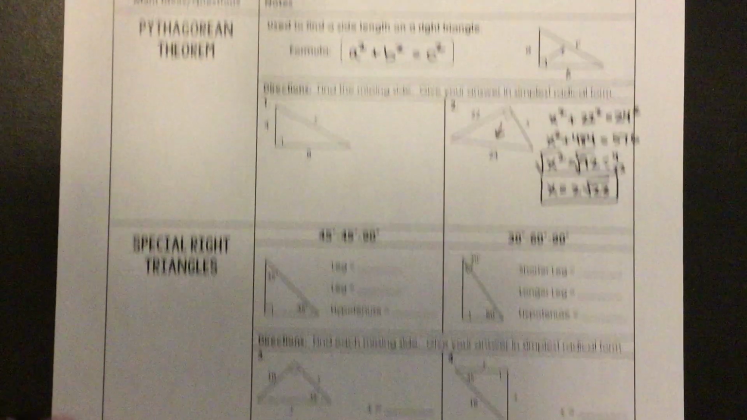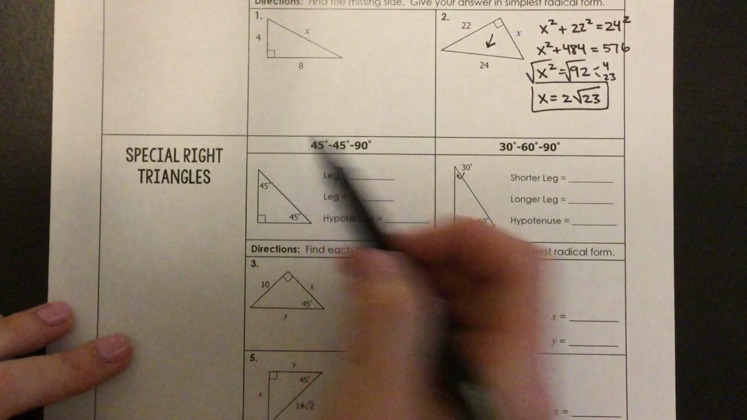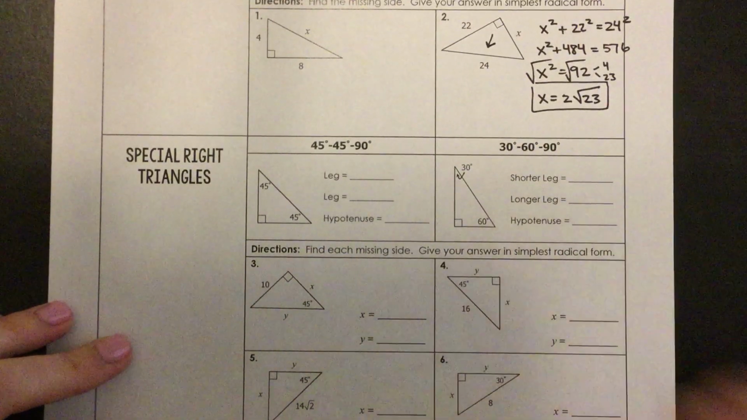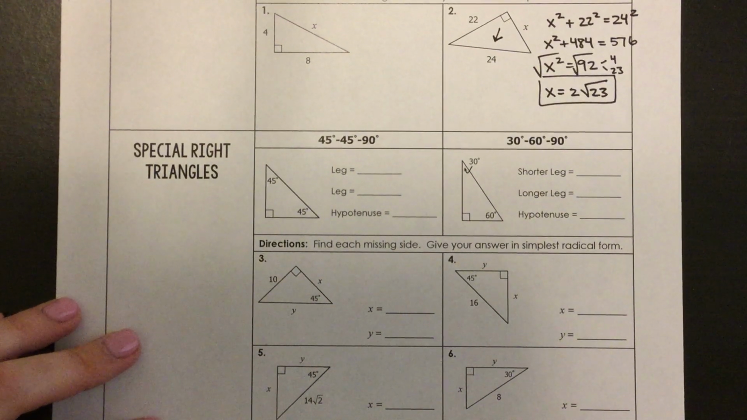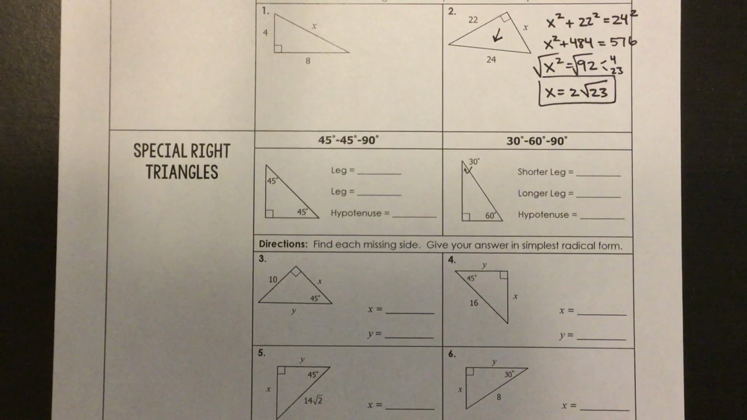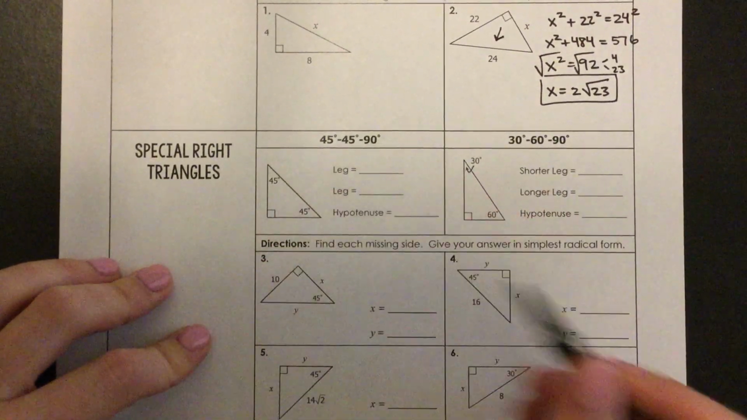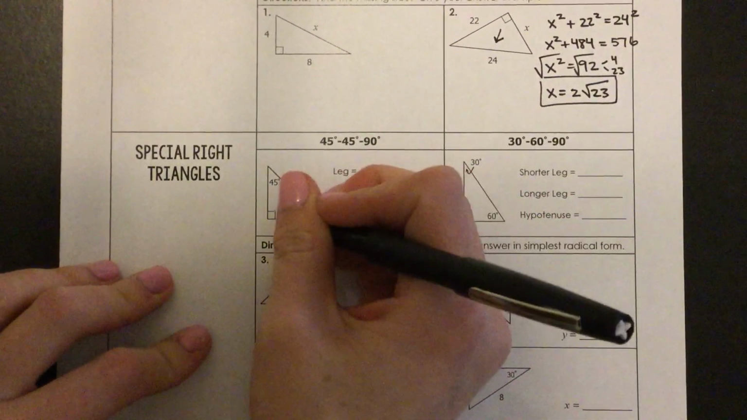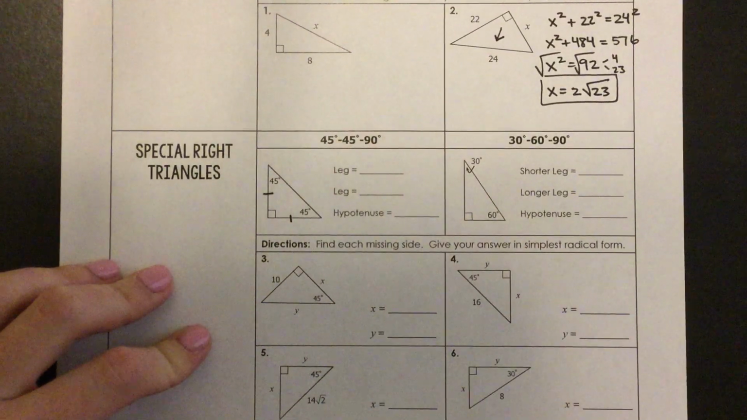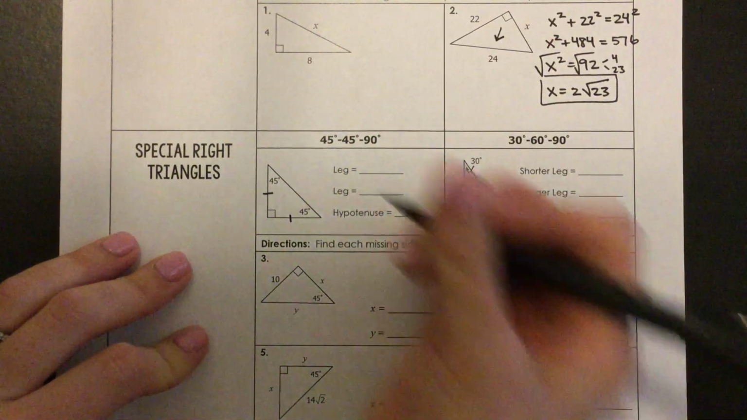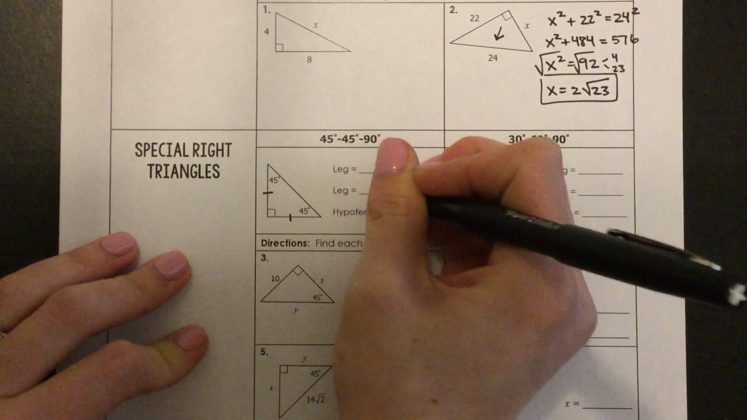That will carry us into special right triangles. So I'm going to fill in these dimensions right here. This comes from geometry. You should have done those special right triangles, the 30-60-90 and the 45-45-90. Remember with 45-45-90, if these two angles are the same, that means that these two legs are the same length. So we call each leg x, so x and x.